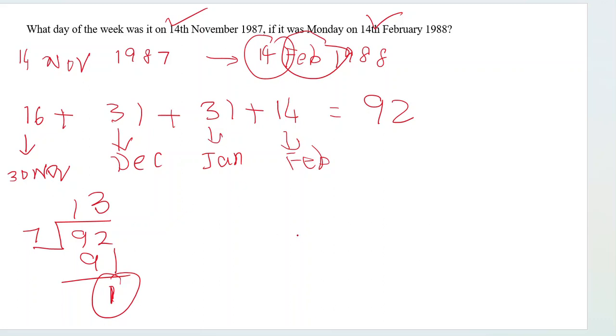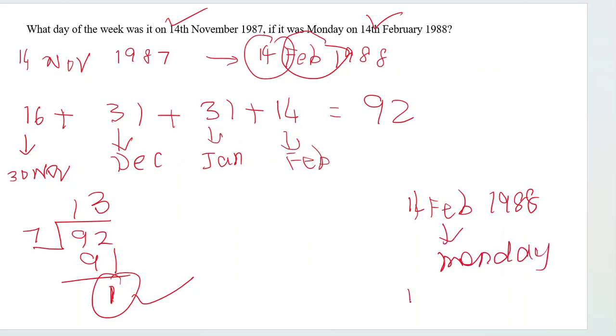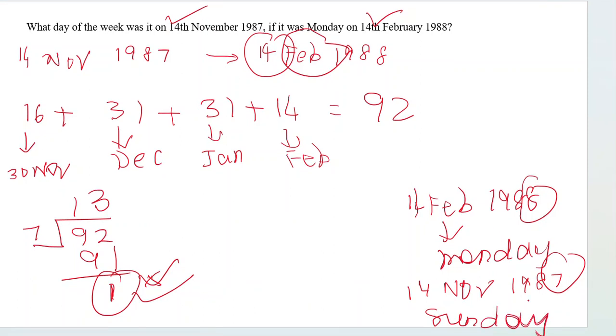Now, this remainder is of importance to me. What I am told is 14 Feb 1988 is Monday. Now I have to find what is 14 November 1987. Because we are coming backwards from 1988 to 1987, and the remainder is 1, we have to subtract a day. From Monday, if we subtract a day, we reach Sunday. If the remainder was 2, we would subtract 2 days from Monday and hit Saturday.